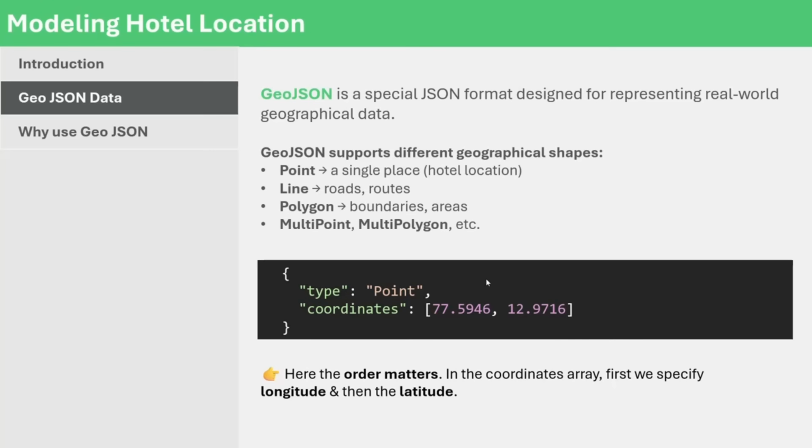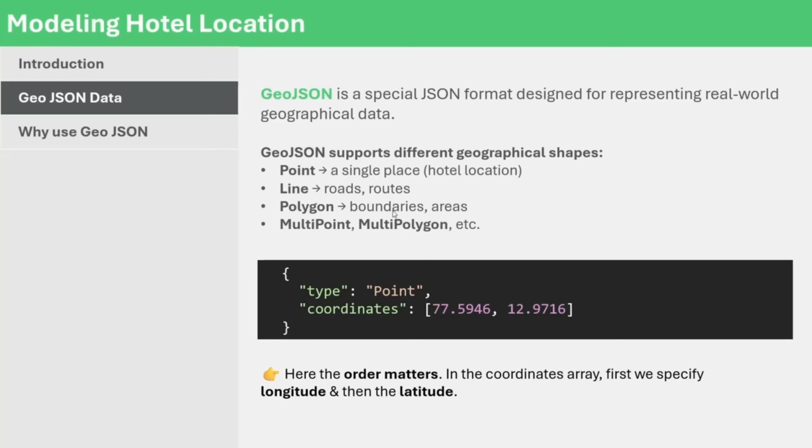GeoJSON supports different geographical shapes. For example, when you want to store the coordinates of a single point, in that case, the type will be point. If you want to store the location of a line, for example, the distance between 2 points, then we can set the type as line. Then if you want to define boundaries or areas, we can set the type as polygon. So in this way, we have multiple types using which we can define a location.